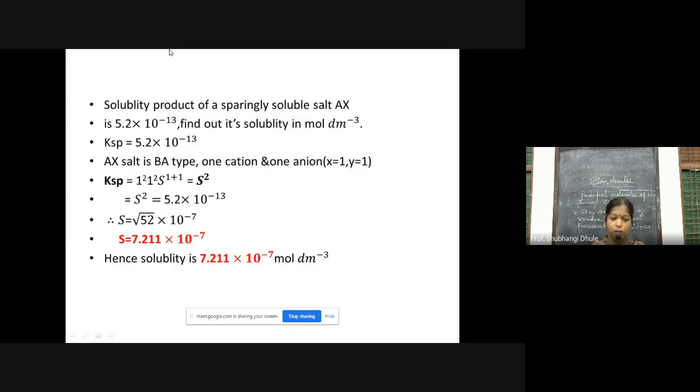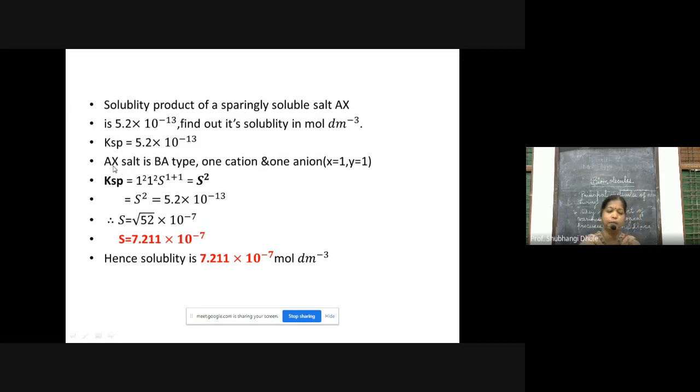Then we go for the one last problem here about the solubility product of a sparingly soluble salt AX. The solubility product is given as 5.2 into 10 raised to minus 3. You have to find the solubility in terms of moles per cubic decimeter. Ksp is given as 5.2 into 10 raised to minus 3.